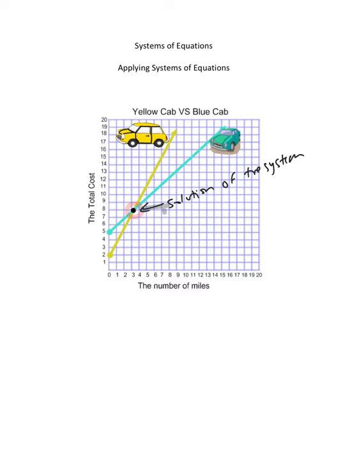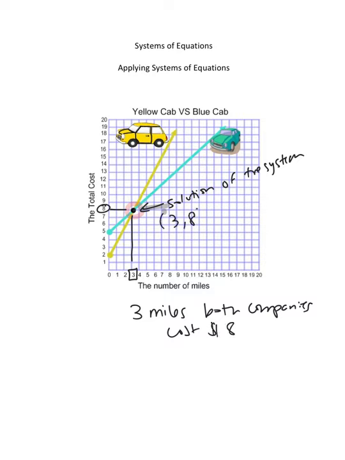So this is telling you that for 3 miles, both cab companies will cost you $8. See how they meet at that point? That's what they have in common. So the 3 goes with the miles on the x-axis. 3 miles, both companies cost $8. So the point of intersection (3, 8) has a specific meaning in relation to the story.